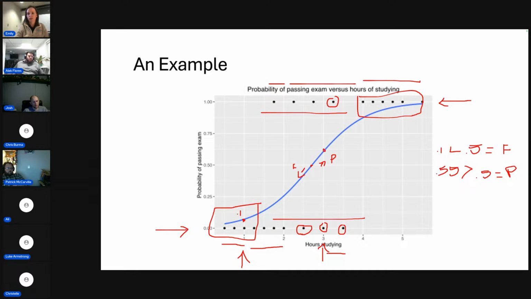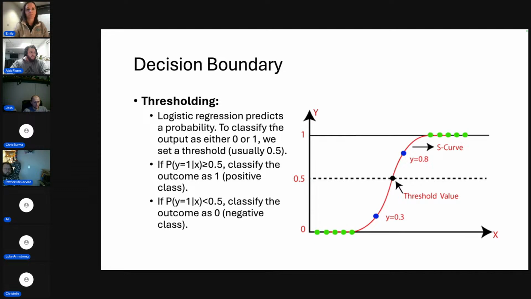Any questions so far? Okay. Is there anything confusing about this? All right, we'll keep working through examples. Pause me if there is.